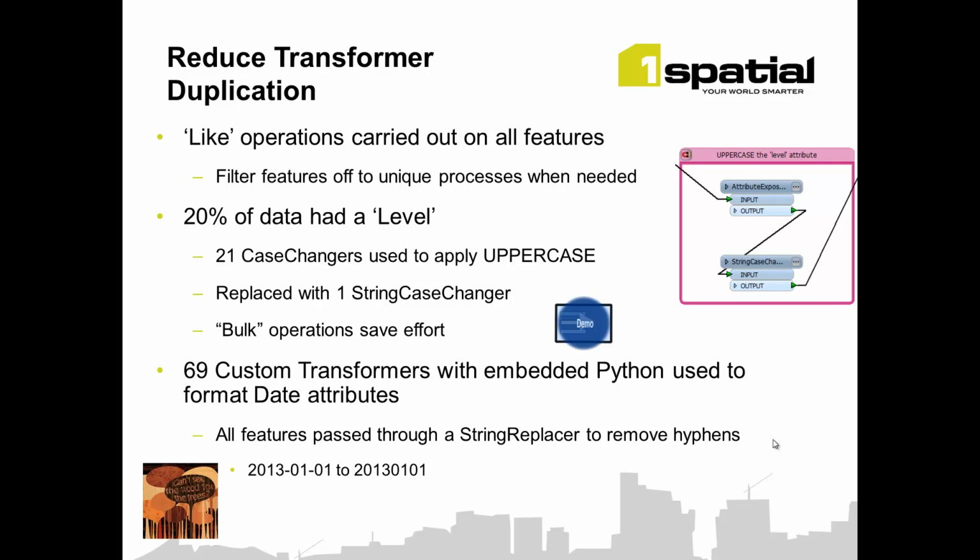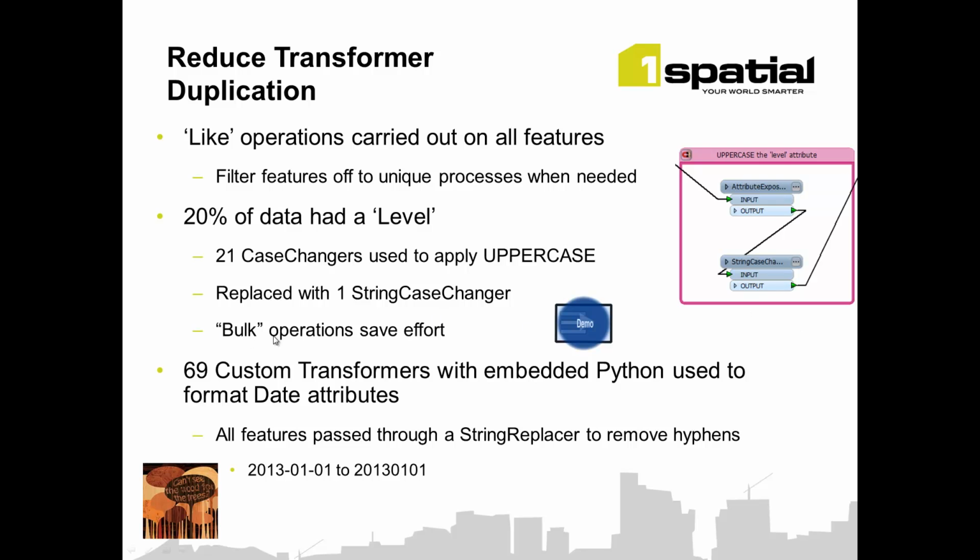In this workspace, 20% of the data, the features, had an attribute called level, and there were 21 case changes used to turn that attribute into uppercase. This was replaced with just one string case changer. So in that case it was just a requirement that you could use one transformer as a result of using dynamic schema mode and changing every attribute that arrived called level into uppercase.